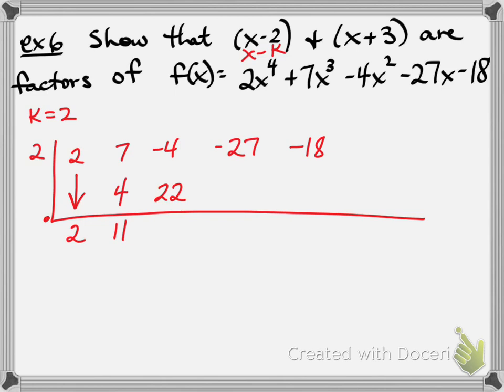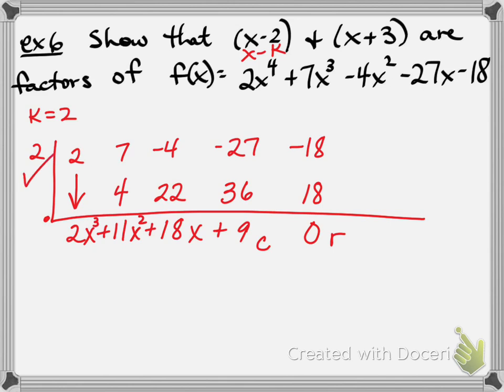2 times 11 is 22, and I add and get positive 18. 2 times 18 is 36, and I add and I get a positive 9. 2 times 9 is 18, and I add and get a 0. That's our remainder. This is our constant, this is our x squared, and our x to the 3rd. So put addition symbols in there since they're all positive. So we did show that x minus 2 is a factor because it went evenly.